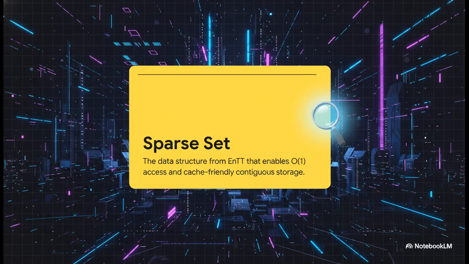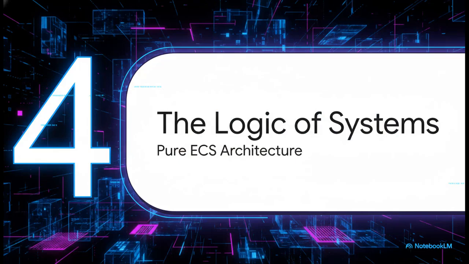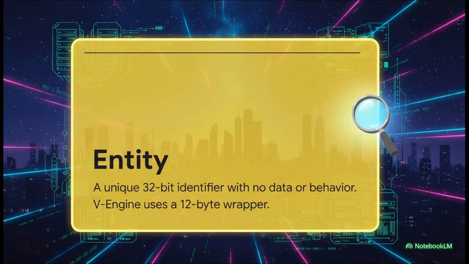It's the key that allows the engine to keep all these components perfectly packed in memory for the CPU, while still letting us access any single component pretty much instantly. It's the best of both worlds. Okay, so having our data perfectly organized is great, but that raises a question: where does all the logic go? And that brings us right to our third principle: implementing data-oriented design with a pure entity component system, or ECS architecture. So, let's break down ECS.